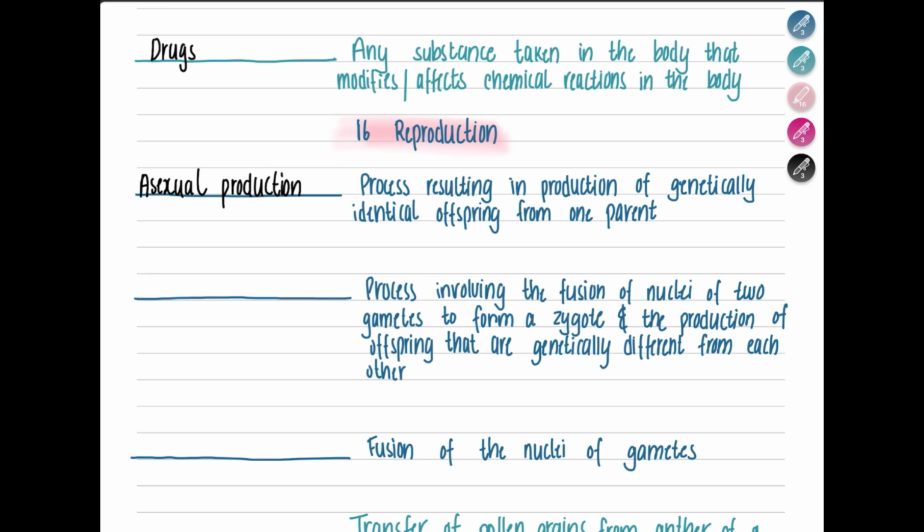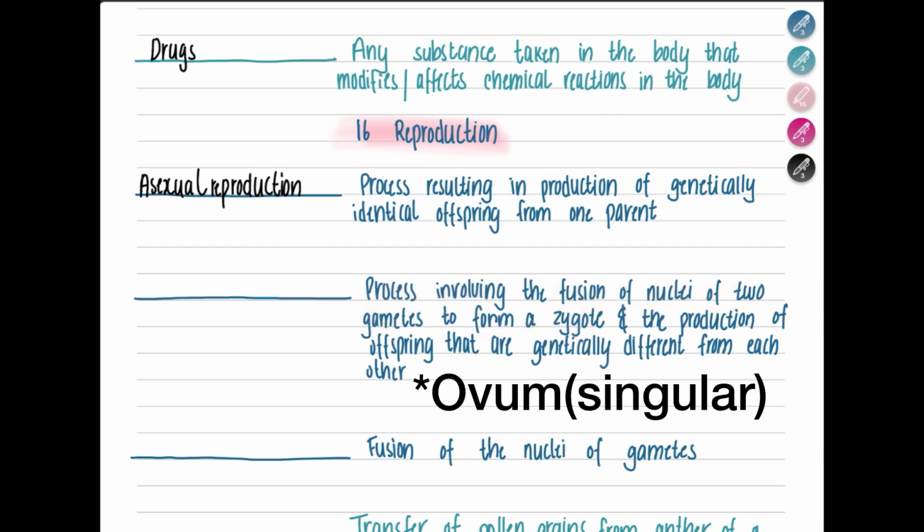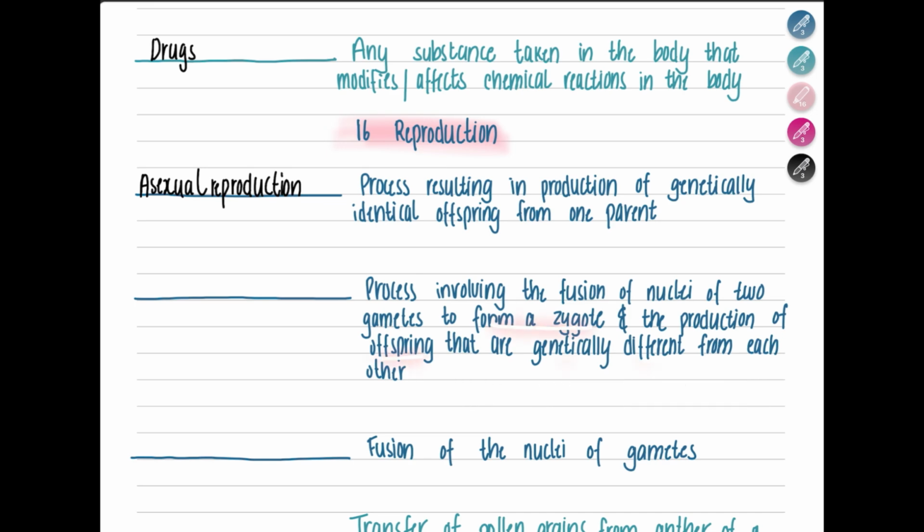Asexual reproduction. Blank is a process involving fusion of nuclei of two gametes to form a zygote. So we have a sperm and the ova, they fuse together to form a zygote. And the production of offspring that are genetically different from each other. That is going to be sexual reproduction.